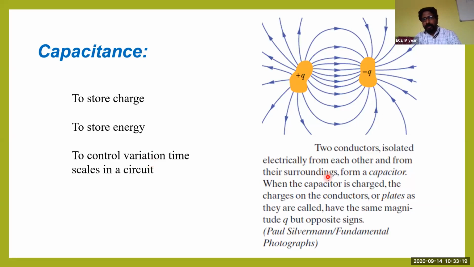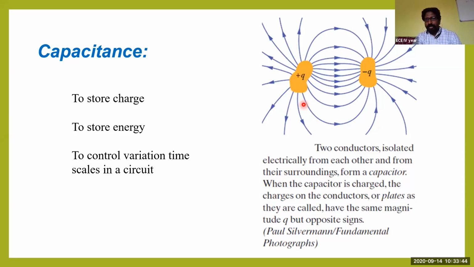So this is a diagram where you're having two points, two charges here. These are the two conductors which have been isolated electrically. Two charges, positive and negative, electrically isolated from each other and their surroundings, form this capacitance. So now here, in the previous slide, I have drawn two metal parallel plates.